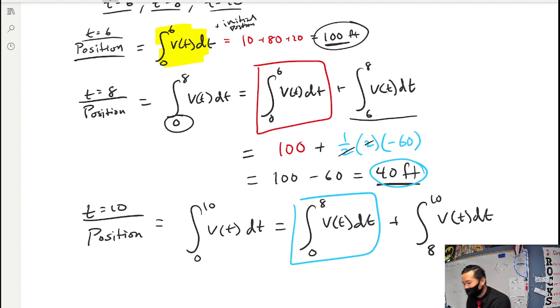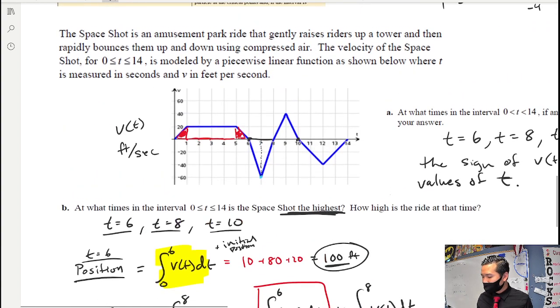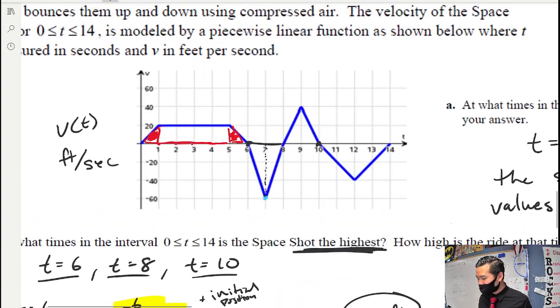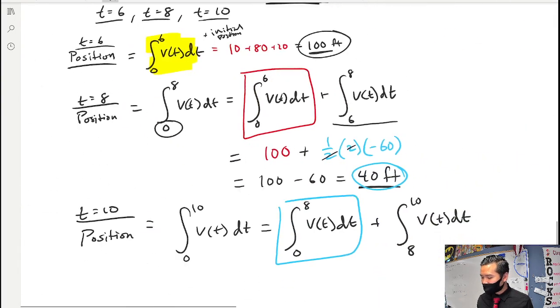Ready? Let's go take a look. From 8 to 10, what does that triangle look like? It has a base of what? Base of 2. Has a height of what? 40. So let's go do that real quick.